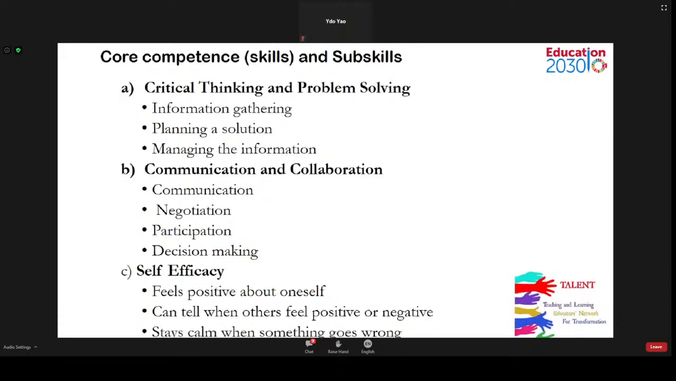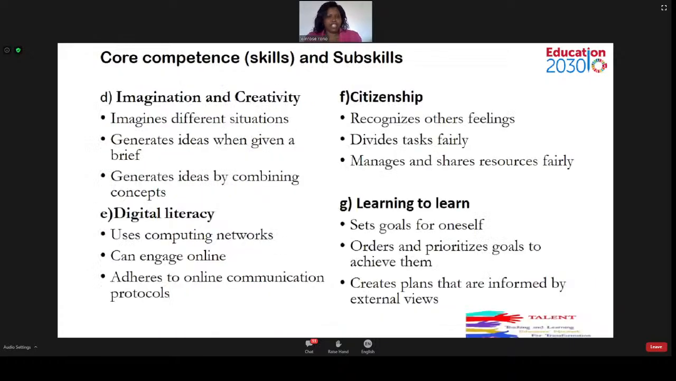3 more minutes, please. So in Kenya, we have further broken down the core competences into sub-skills, as you can see. In critical thinking and problem solving, it has the sub-skills, communication and collaboration, self-efficacy, imagination and creativity, digital literacy, citizenship, and learning to learn.